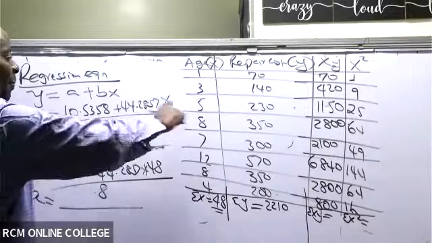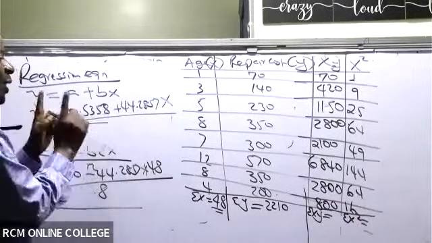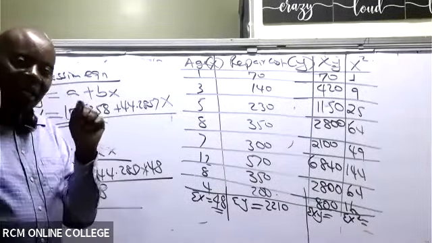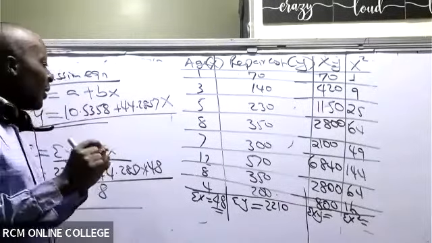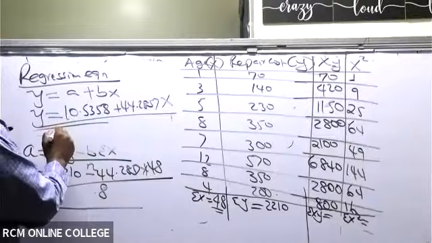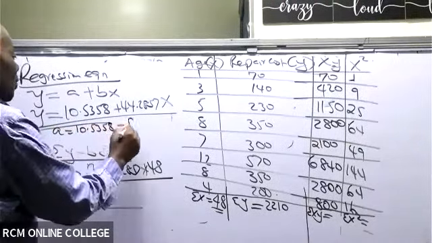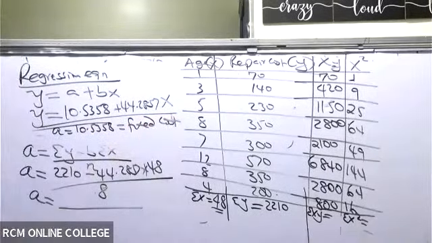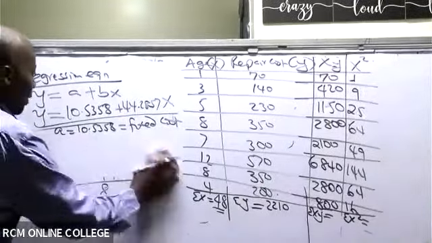Remember, all these are repair costs. But if you remember very well, this A is the fixed cost, the one that does not depend on X. It doesn't matter the age. So we have two types of cost here. So A is 10.5358, which is the fixed cost.